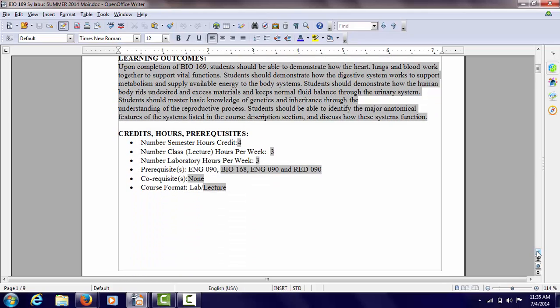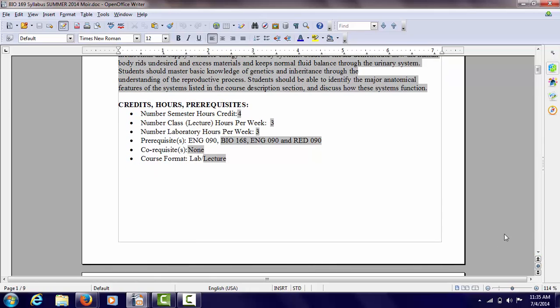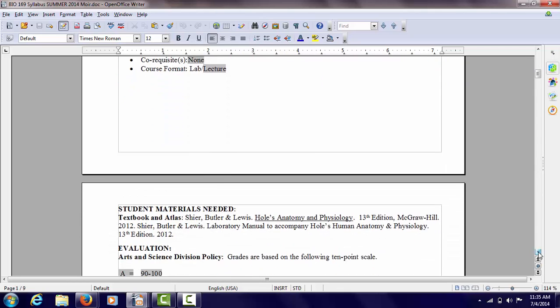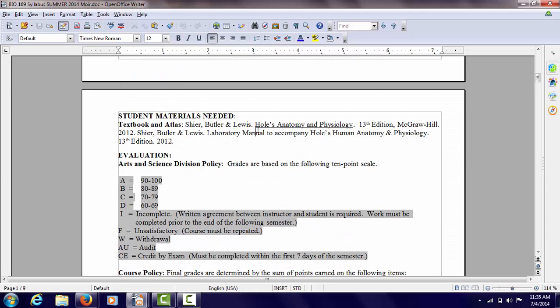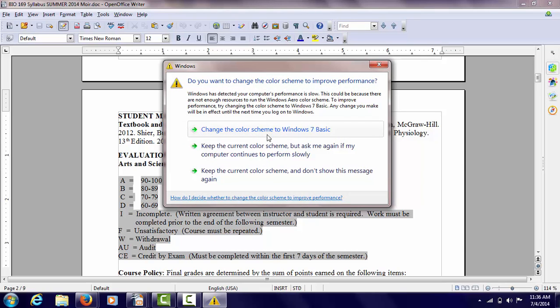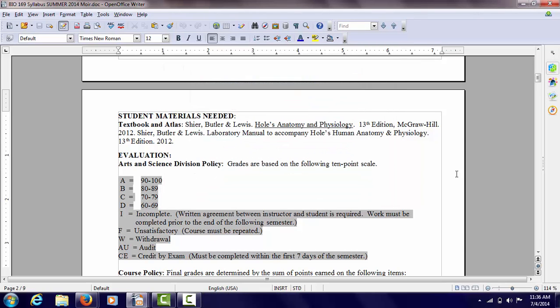Alright, basic information about the course. 4 credit hours, lecture hours are 3 per week. And of course the prerequisite Bio 168, which is part 1 of the course. Materials that you'll need: the Hole's Anatomy and Physiology, 13th edition, the blue book, and its corresponding lab manual. If you are a student currently at Gaston and took Bio 168, it's exactly the same book and exactly the same lab manual. We just continue with the second half of the book. Alright?